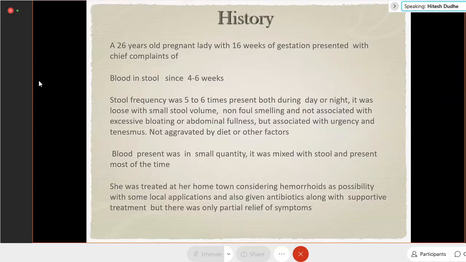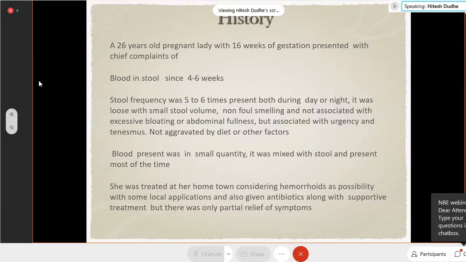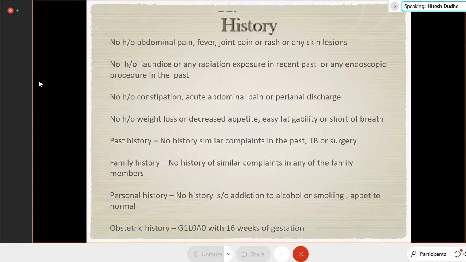It was non-foul smelling and not associated with excessive bloating or abdominal fullness, but was associated with urgency and tenesmus. It was not aggravated by diet or other factors. Blood present was in small quantity. It was mixed with stool and present most of the time. She was treated at her hometown by a local practitioner, considering hemorrhoid as a possibility, with local application, and was also given antibiotics along with some supportive treatment. But with that, there was only partial relief of her symptoms. So she came to our OPD with these complaints.